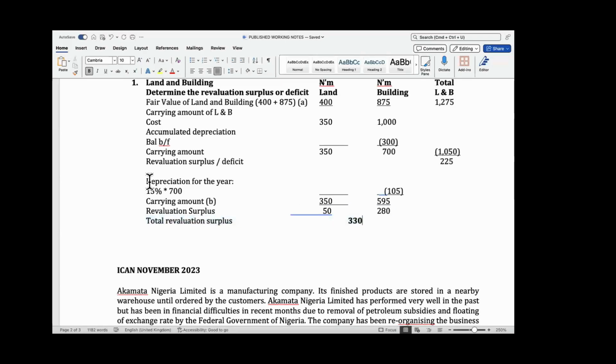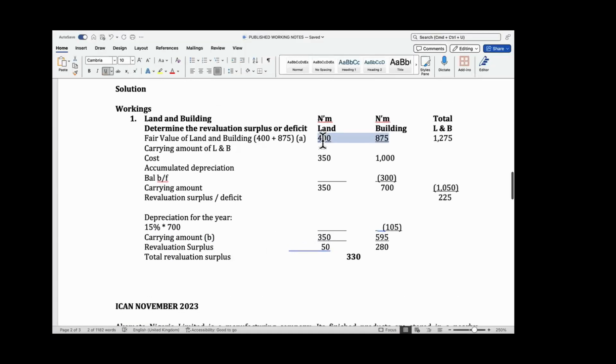That means, yes, we would calculate. The only difference is that you calculate depreciation for the year to get the carrying amount at the end of the year. It is now the carrying amount at the end of the year that you compare with the fair value to get the surplus. But in this case, this surplus was determined at the beginning. You have to compare with the carrying amount at the beginning. Please be careful, because everything will now be wrong. Even your depreciation will be wrong.